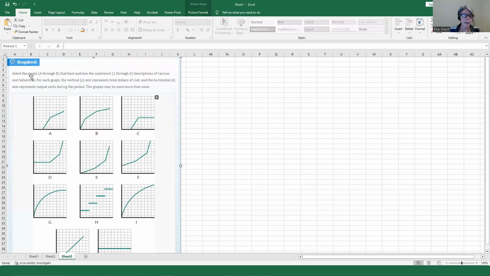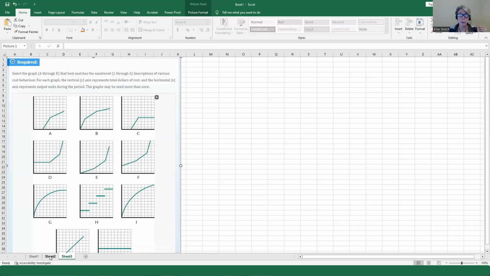And it says, select the graph A through K that best matches the number 1 through 6 description of various cost behavior. For each graph, the vertical y-axis represents total dollars of cost, and the horizontal x-axis represents output units during the period. So this is our level of activity, right? And this is our total cost. So if we were looking at that maintenance cost formula, that's the kind of thing we're looking at, right? This is the total cost. That's what we're calculating, that final number. And this is the level of activity.